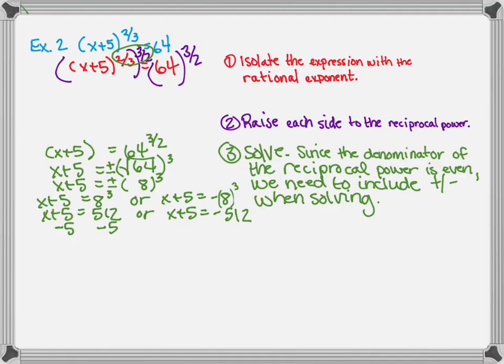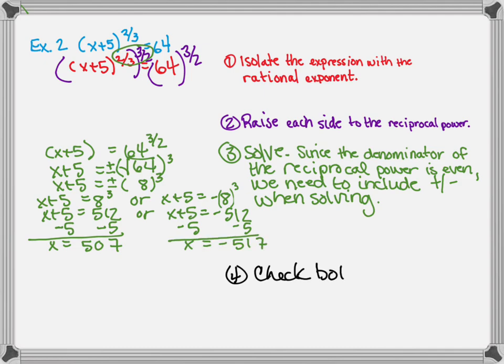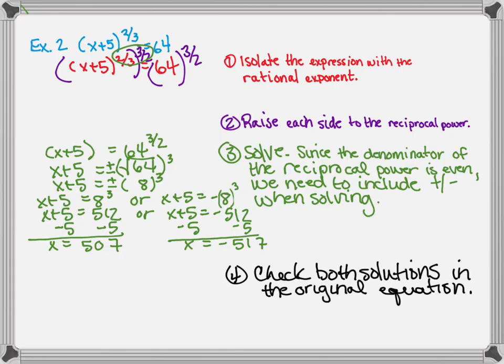So for the first one, to get x by itself, we'll subtract 5 from both sides. X equals 507. In the second equation, I'll subtract 5 from both sides. X equals negative 517. And again, check both solutions in the original equation.